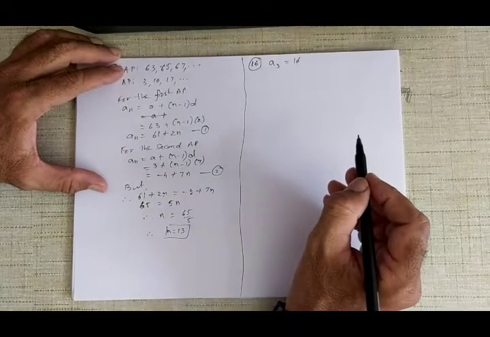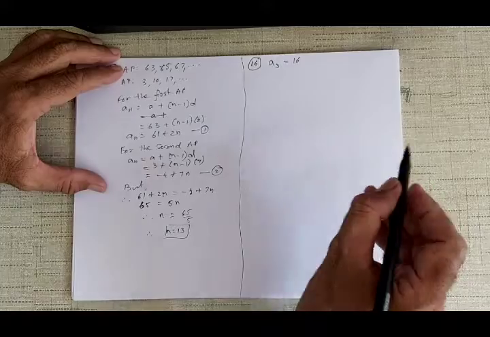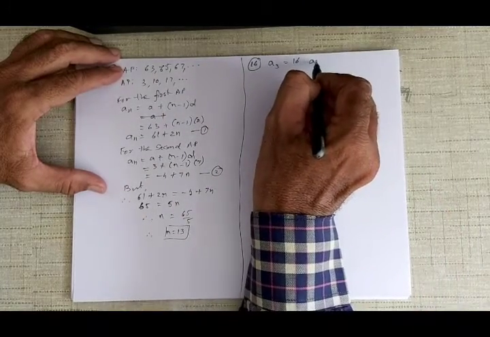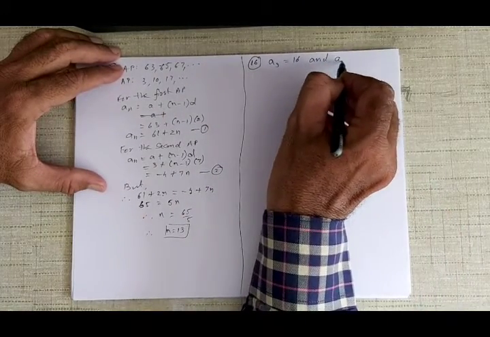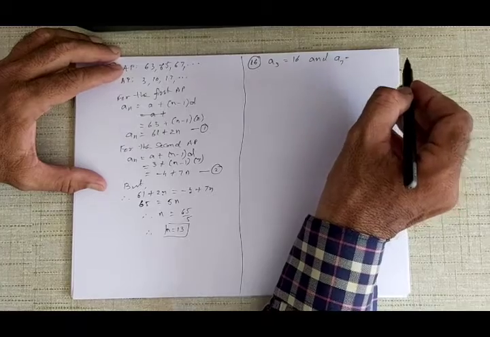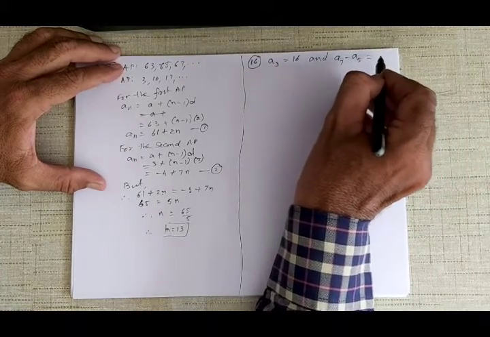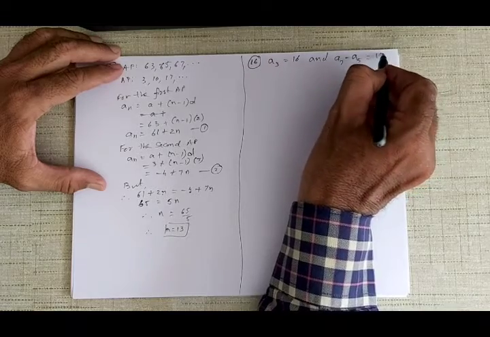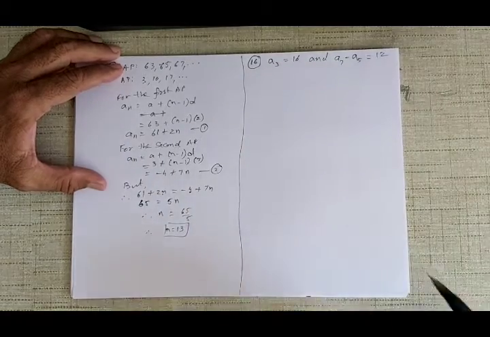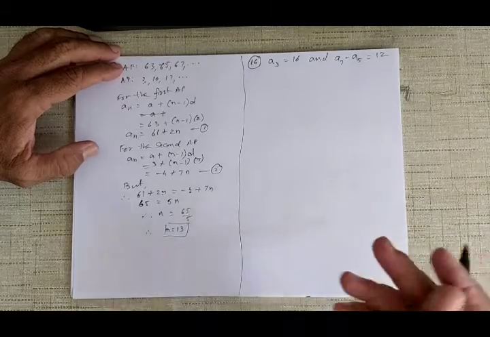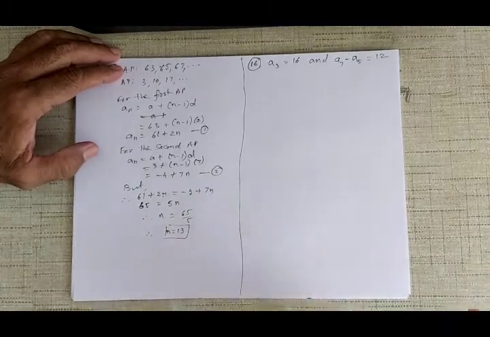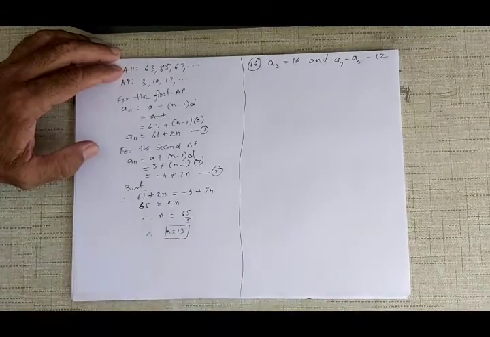Alright, and the 7th term exceeds the 5th term, the 7th term a of 7 exceeds, is greater than the 5th term by how much? By 12. Okay, so we need to determine the AP, हमको AP निकालना है. AP निकालने के लिए you require the first term and you require common difference. दोनों A और D निकालना है.